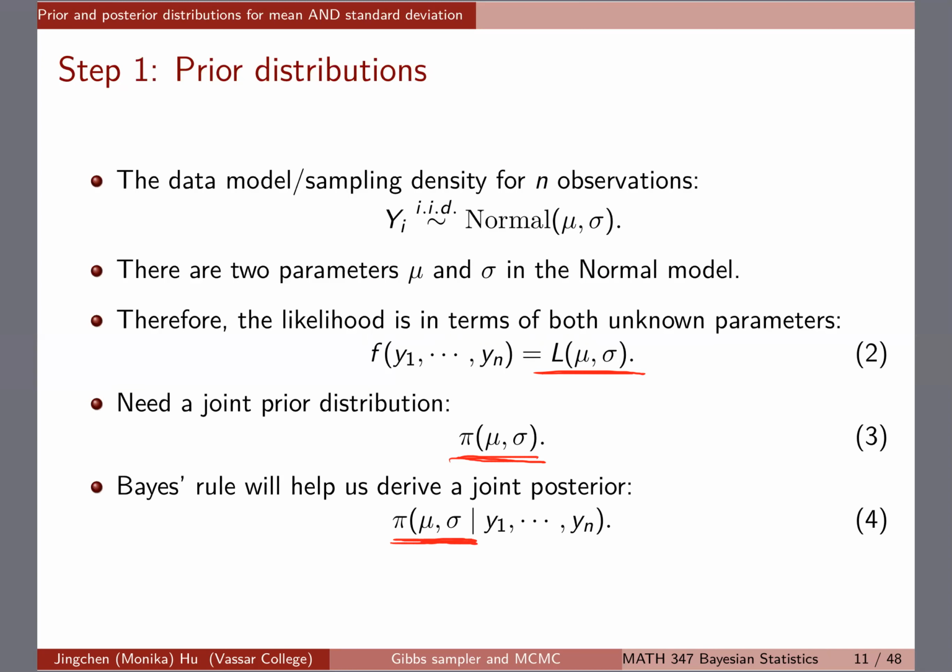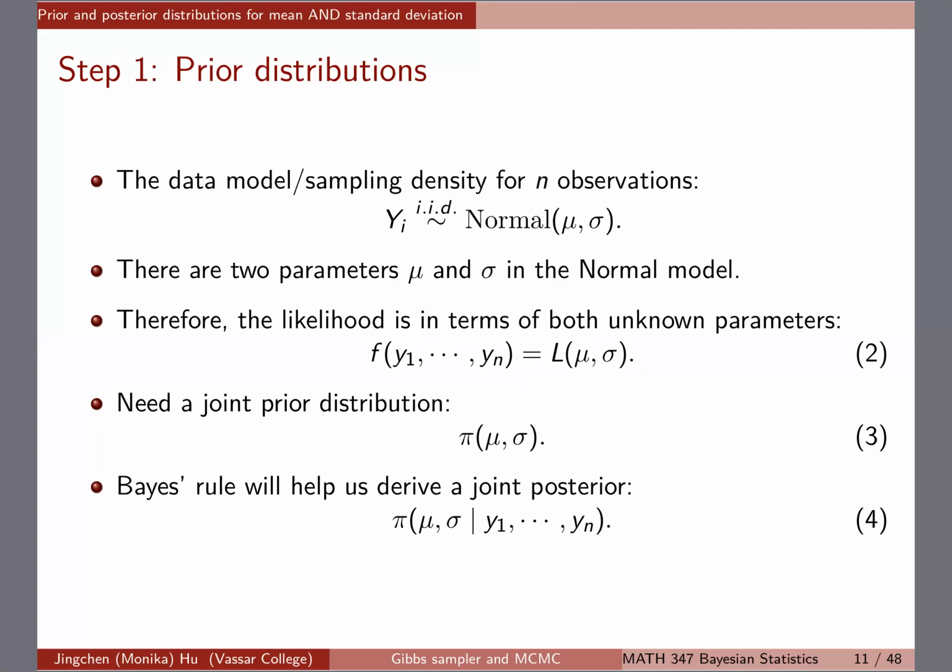So this is the case that if both of them are unknown, then the likelihood should be in terms of both unknown parameters. The prior distribution now becomes a joint prior. We're going to learn how to give a joint prior in this case. And then, of course, in the end, we're trying to come to a joint posterior. And so now everything is unknown, so you put everything together, and we use the joint likelihood, joint prior, and then joint posterior.